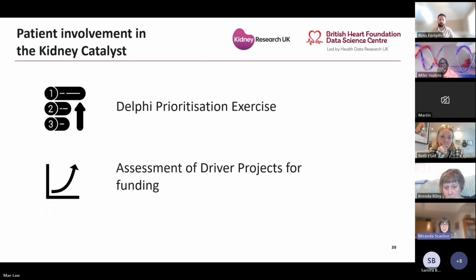So Samira's also mentioned the driver projects for funding, and I just wanted to give a little bit of my point of view. I was invited to be part of the assessment panel as a patient. It was quite a daunting prospect reviewing all of these proposals. I am fairly used to reviewing grants. It's part of what I've done in my role at Kidney Research UK, reviewing research grants.